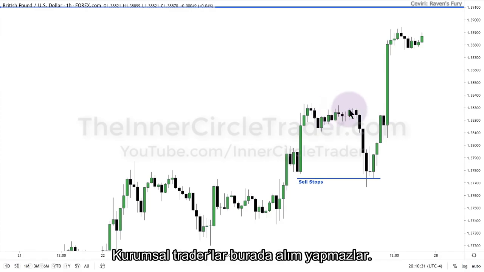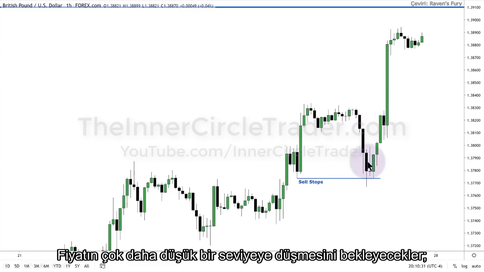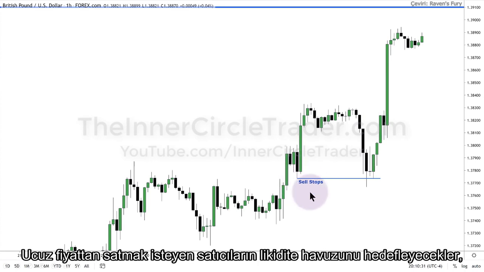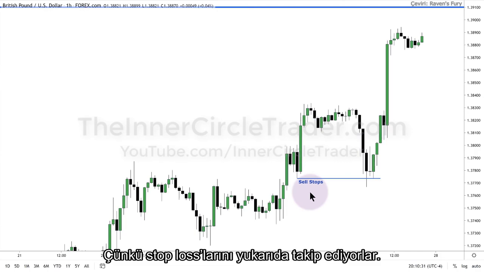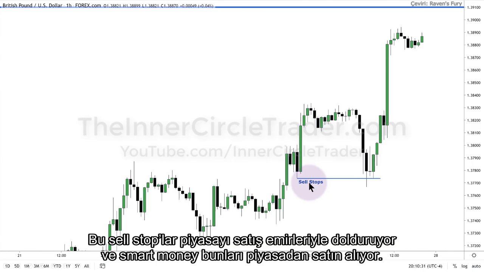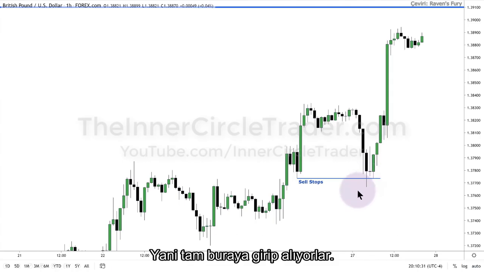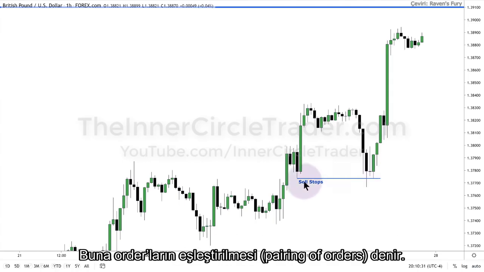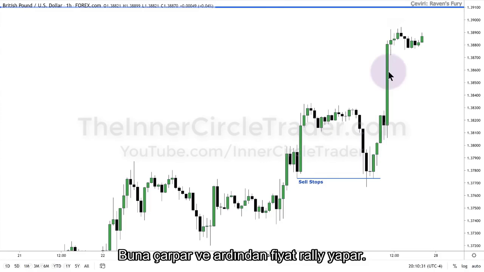Institutional traders will not buy up here. They're going to wait for it to drop down to attack a very deep discounted price and pool of liquidity of sellers that want to sell at a cheap price because they trailed their stop loss up there. So these sell stops flood the market with sell orders, and smart money buys them at the market. So it goes right in here and buys them. This is called pairing of orders. The market hits this, and then price rallies.